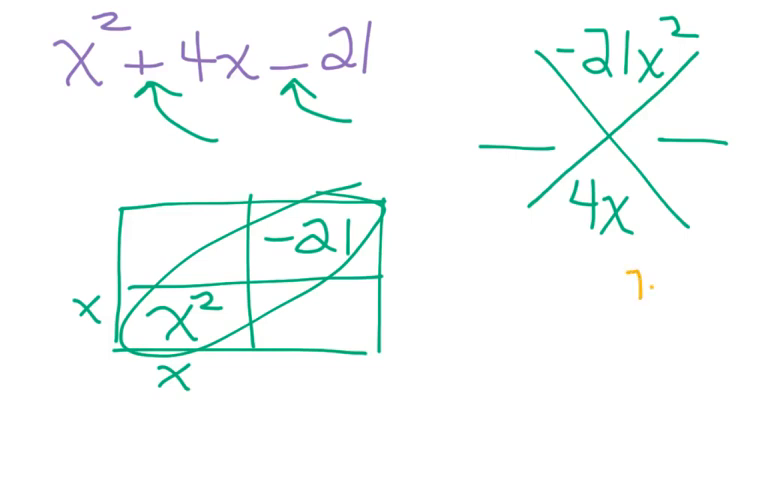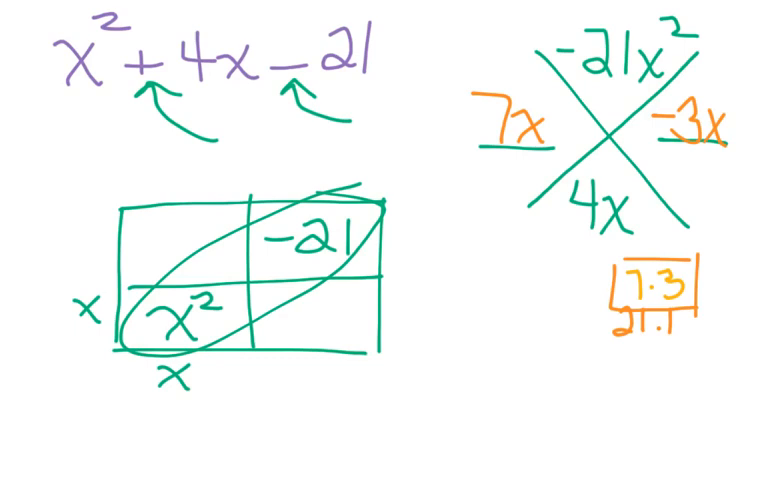Well, what are the factors of 21? Well, I know 7 and 3. I know 21 and 1, right? Well, those are the only two factors. Well, what's going to sum to 4? Right here, 7 and 3. So I need to put 7x and 3x, but I need it to be a negative product but a positive sum. So that means my term is going to be negative 3x, and I'm going to do a positive 7x.